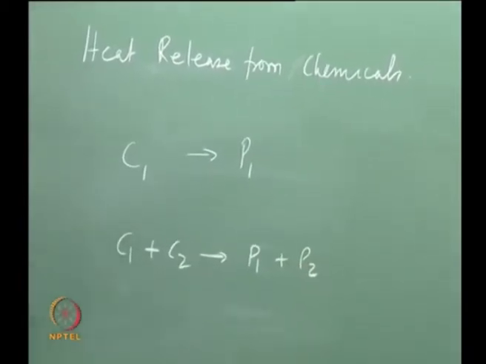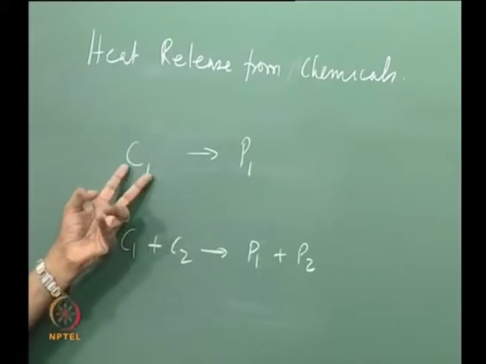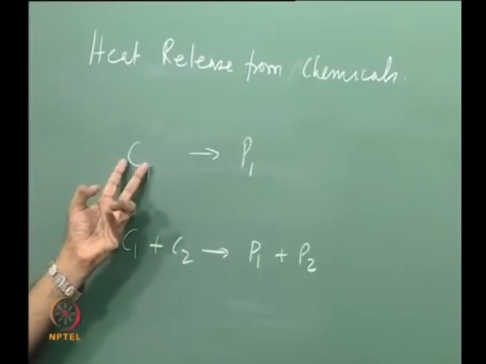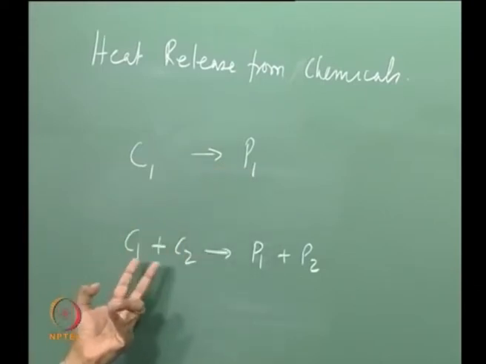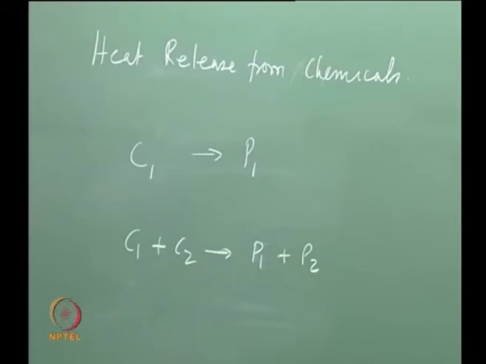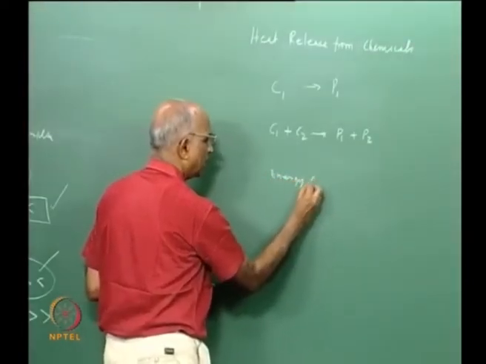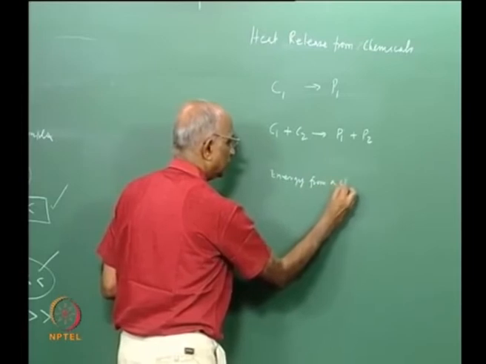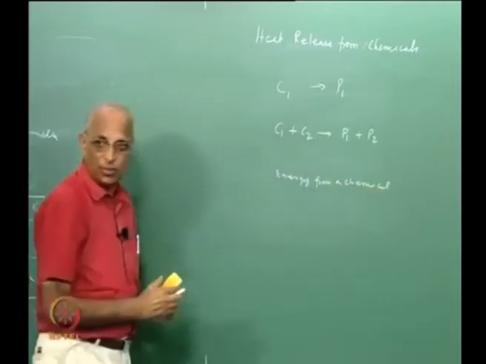Now, the question is, how do I get the heat released in these reactions? These are all chemical reactions of a chemical giving two products, or a chemical reaction between two chemicals which give me some products. And to be able to do that, when will I get energy from a chemical reaction? All of us have studied this both in the combustion course and in the course on explosions.